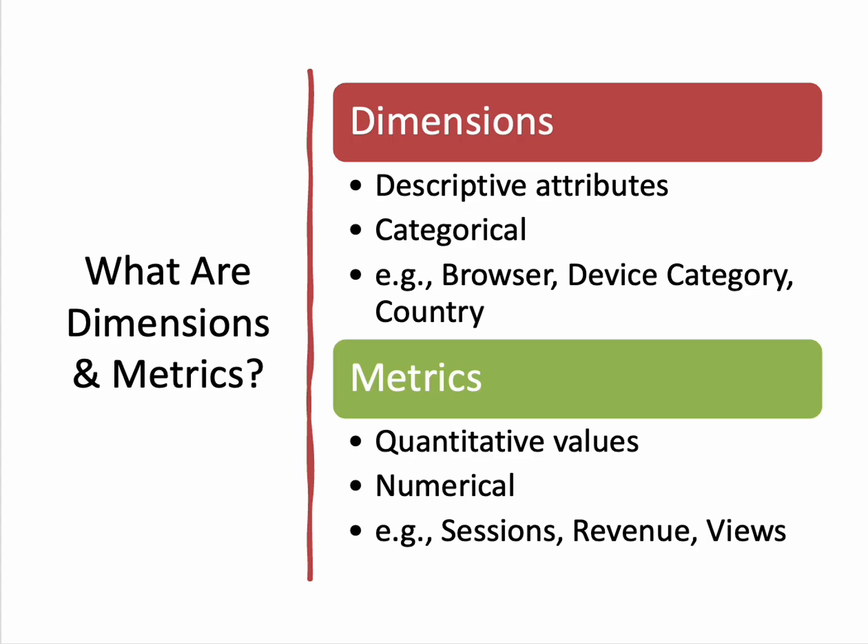So what are dimensions and metrics? Dimensions are labels that describe your users and events. They're categorical by nature, like browser type, device category, country, or language, etc. Metrics are the numbers, and they're numerical by nature. They're actual measurements, like how many sessions, purchases, or page views occurred. For example, if the dimension is browser is Chrome, the corresponding metric might be sessions is 1000.